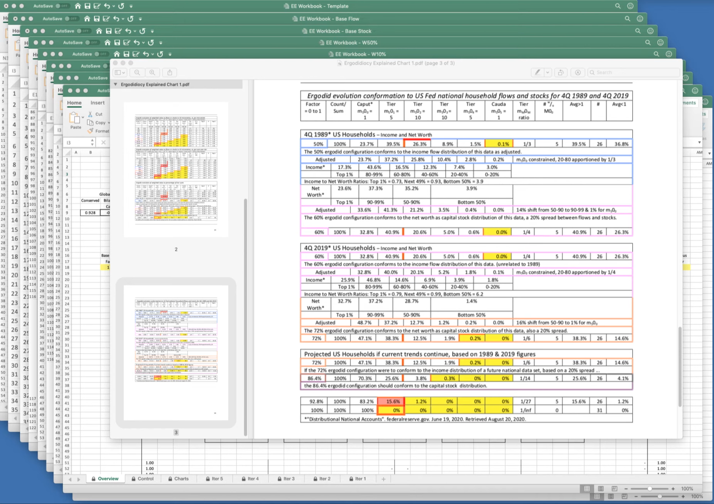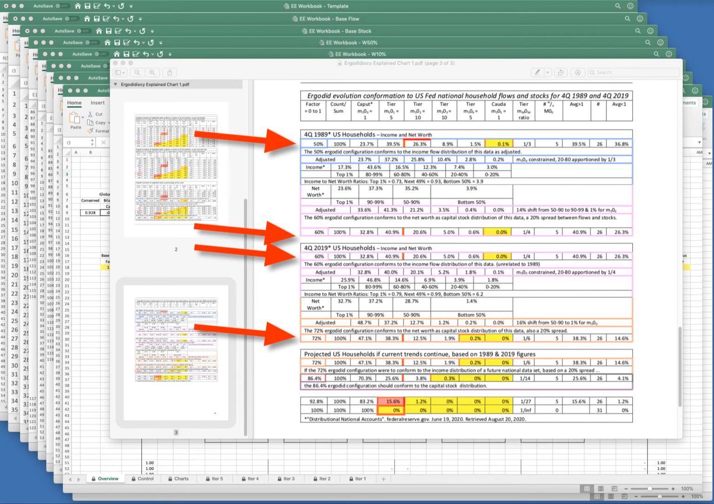We have selected one of the most recent quarters from before the advent of COVID-19, fourth quarter 2019 household distributional accounts for income and net worth, and one from among the earliest in the database, fourth quarter 1989, both sorted by tiers and stated as percentages of the total. The tiers are grouped differently from each other and from the ergodic distribution. With income, sorting is by the top 1%, 80 to 99%, 60 to 80%, 40 to 60%, 20 to 40%, and 0 to 20%. For net worth, top 1%, 90 to 99%, 50 to 90%, and the bottom 50%.